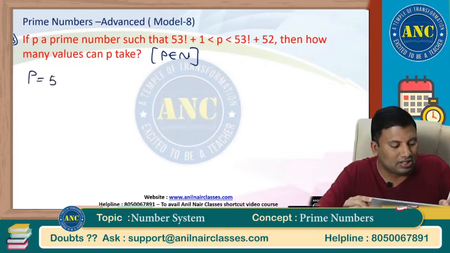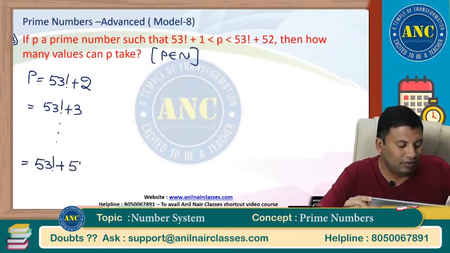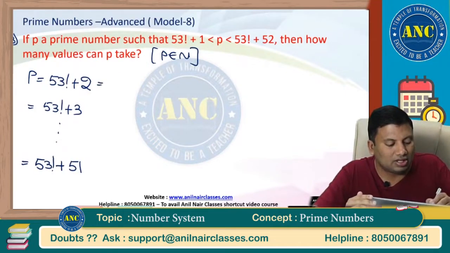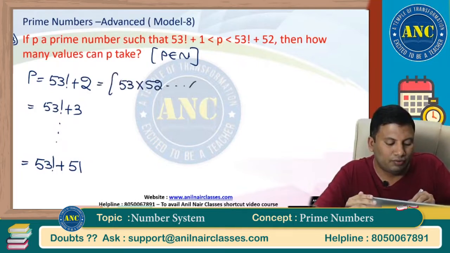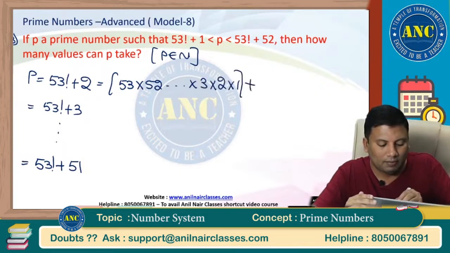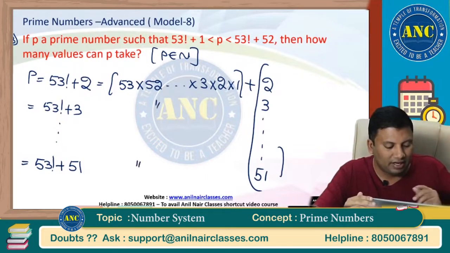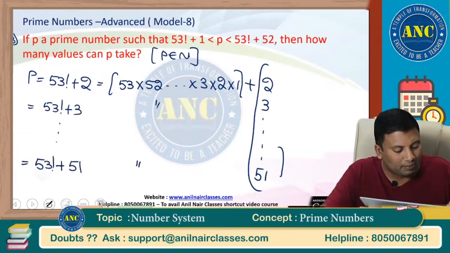So, P is 53 factorial plus 2. Next it is 53 factorial plus 3 and so on, up to 53 factorial plus 51. 53 factorial is 53 into 52 and so on up to 3 into 2 into 1, plus this value can be 2, 3 and so on up to 51. This will come everywhere. Same logic as we did in the previous problem.